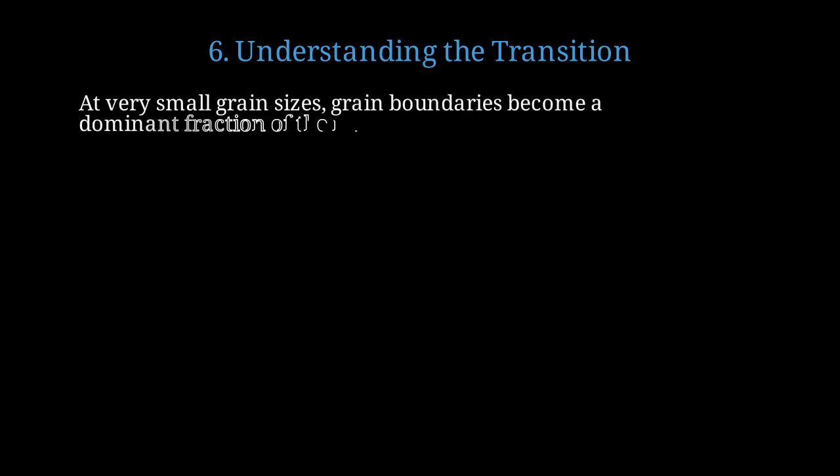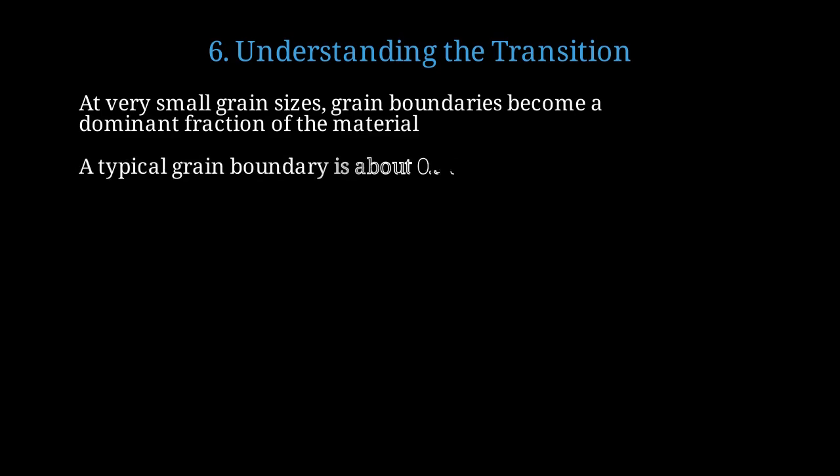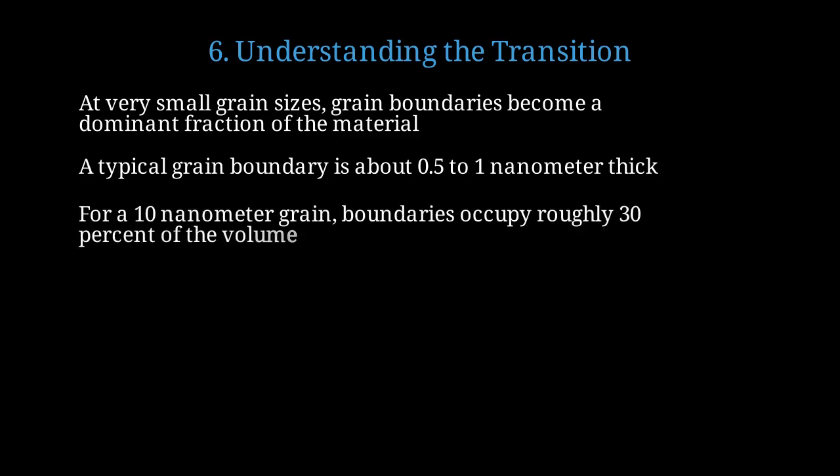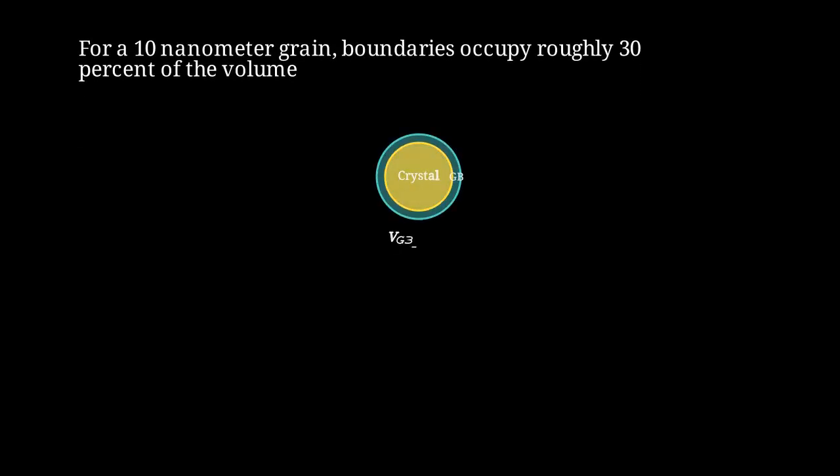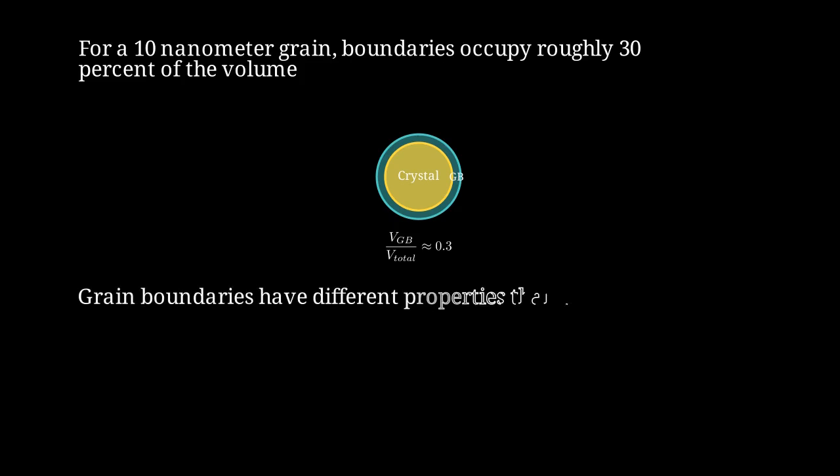When grains are only tens of nanometers across, the grain boundaries themselves become a significant fraction of the total material volume. A typical grain boundary is about 0.5 to 1 nanometer thick, roughly a few atomic layers. For a grain that's only 10 nanometers across, the boundaries can occupy roughly 30% of the total volume. This schematic shows a nanograin where the grain boundary region in blue occupies about 30% of the total volume. Grain boundaries have fundamentally different atomic structure and mechanical properties compared to the ordered crystal interior.